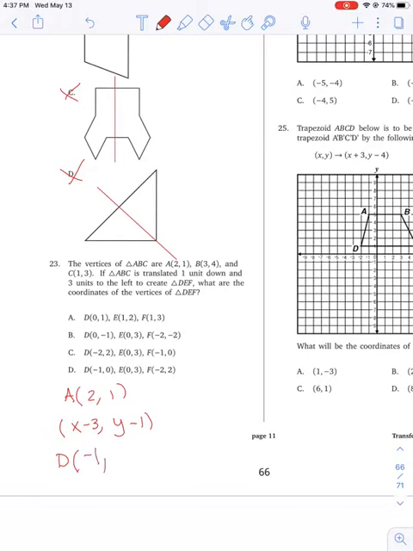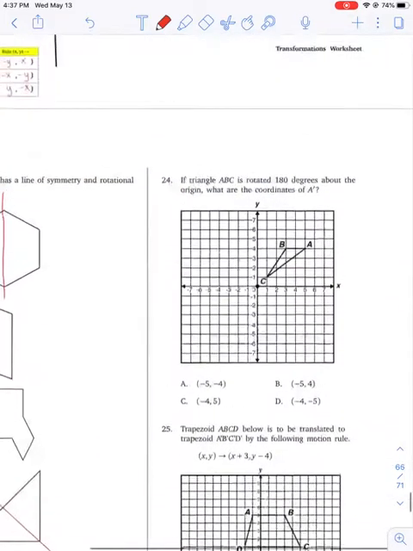And 2 minus 3 is negative 1. 1 minus 1 is 0. And it looks like choice D is the only one that has that as an option. And you could check the other 2 points as well. But choice D seems like that's the answer.